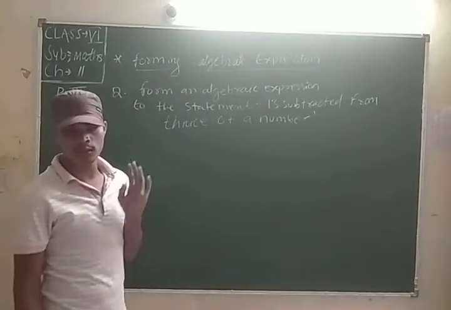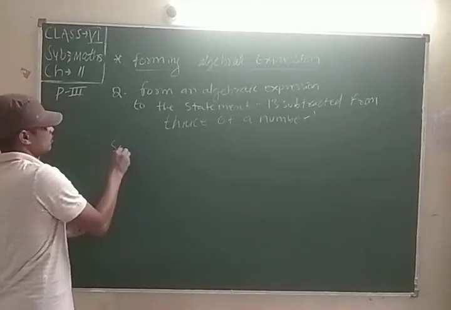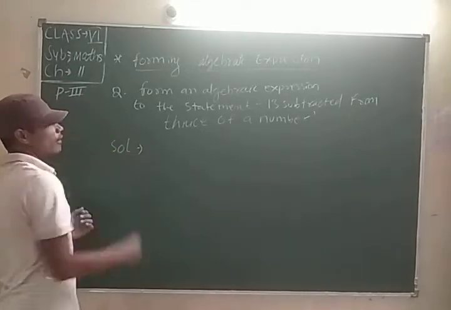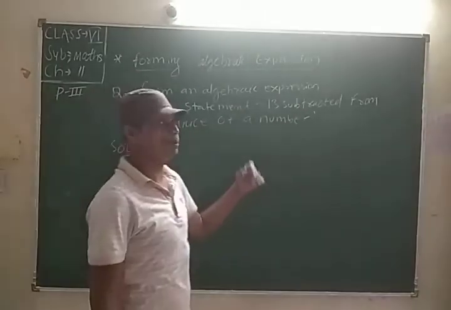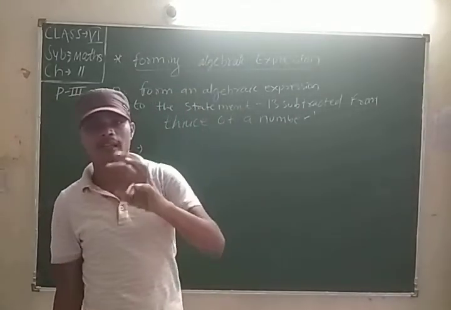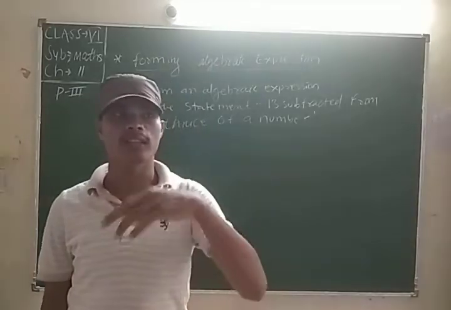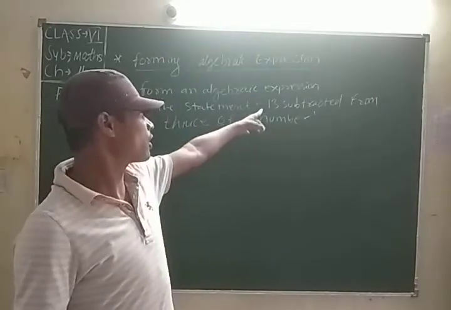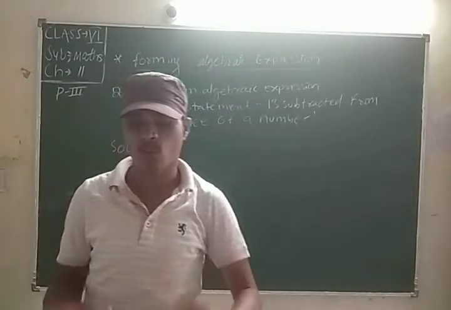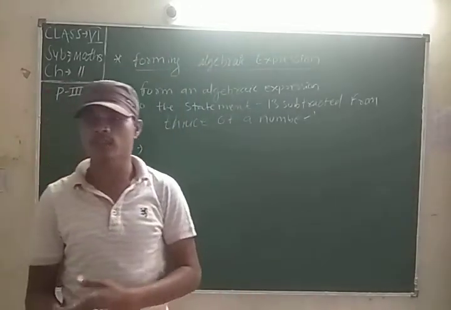Let us see the solution. 13 subtracted from thrice of a number. That means, I am explaining what it means: there is a number, and 3 times that number has 13 subtracted from it. So we will do a solution.